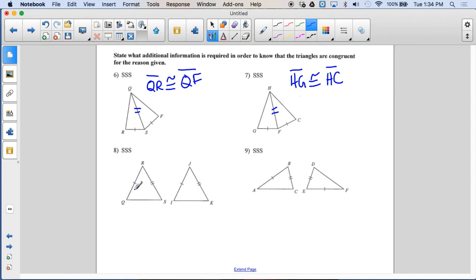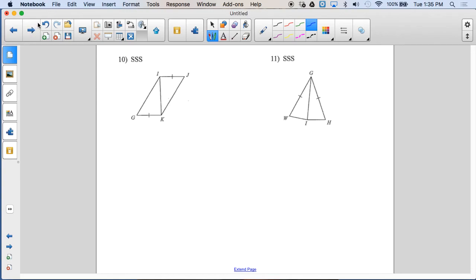Okay, number 8, I've got 1 here, 1 slash there, 2 slashes, 2 slashes. What I need is the third side. So what I need to see is that QS is congruent to IK. And then on the next one, I've got 1 and 1, 2 and 2. What I need is AC to be congruent to DF, the third sides. And if I only had that information, I'd be able to prove them congruent.